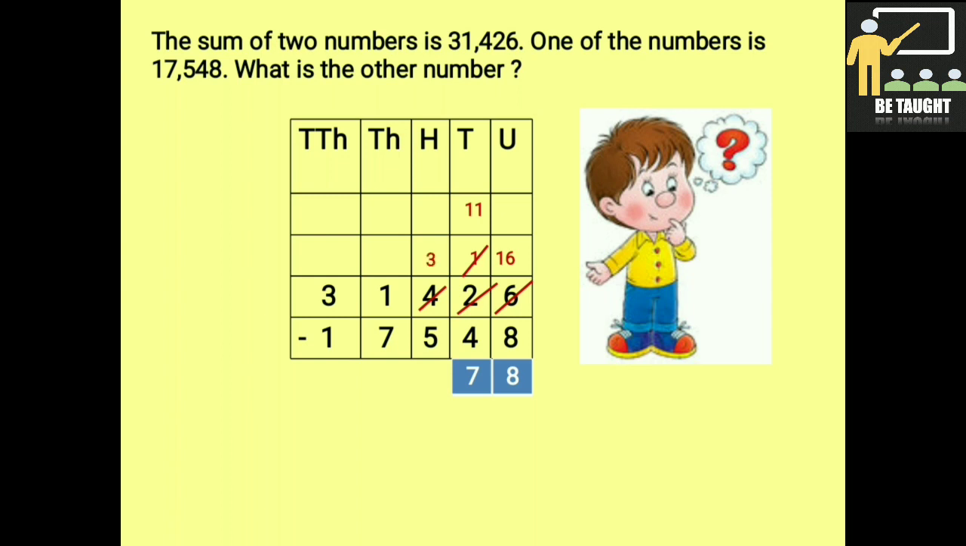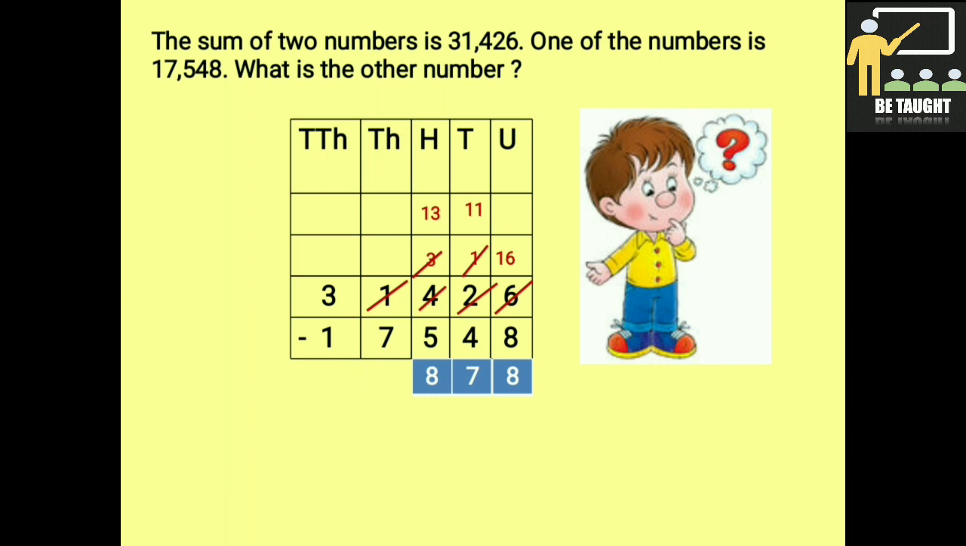3 minus 5 is also not possible because 3 is a smaller number and 5 is a bigger number. So you cannot subtract a smaller number from a bigger number. So you have to borrow 1 from the thousands place. So here it will become 13 minus 5 is equal to 8. Since we had borrowed 1 from thousands place, so the number which comes before 1, that is 0.